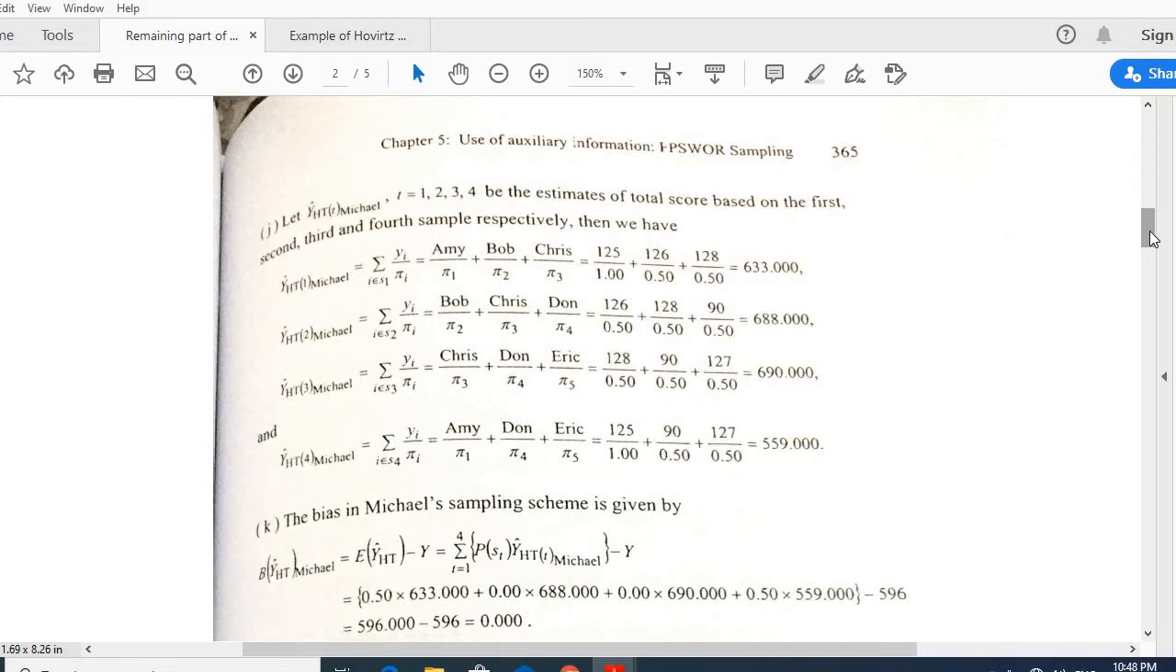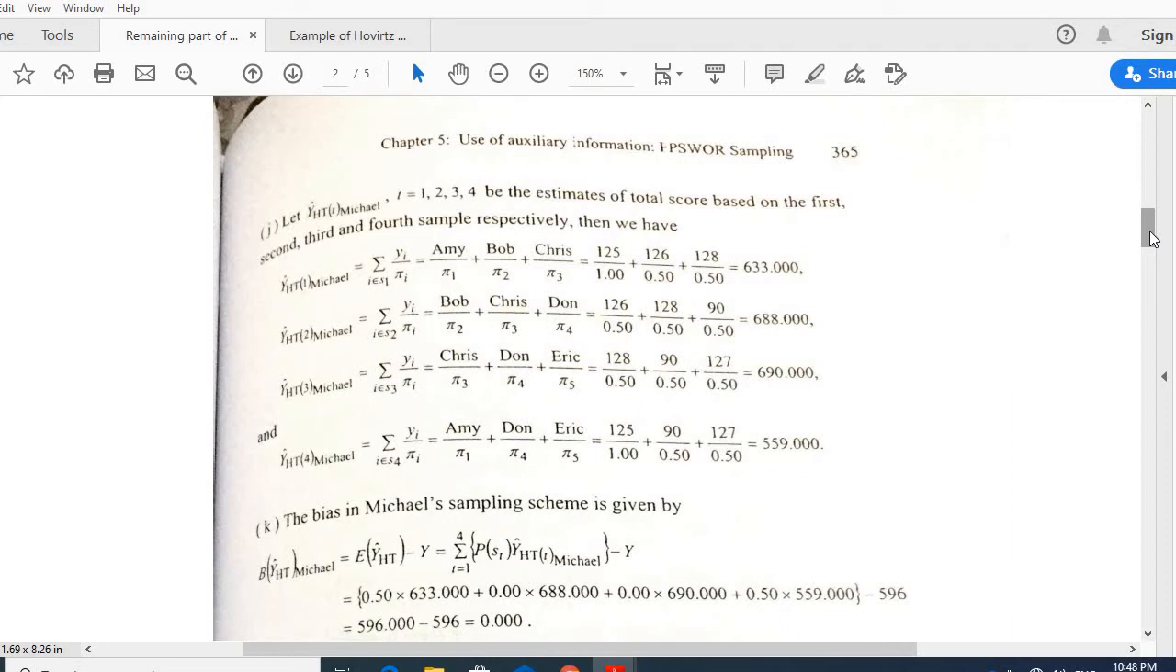Similarly, Y hat HT2 by Michael sampling scheme, and 3 and 4 have been calculated here. You can also see them in the PDF document which will be shared.